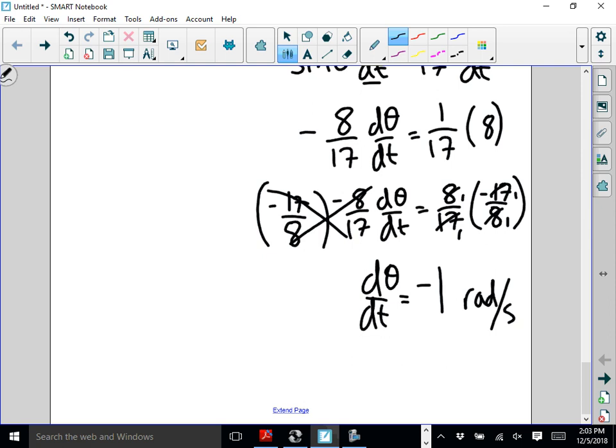rather than degrees. Which reminds me of a good math joke. When mathematicians graduate from college, do they get degrees or do they get radians?